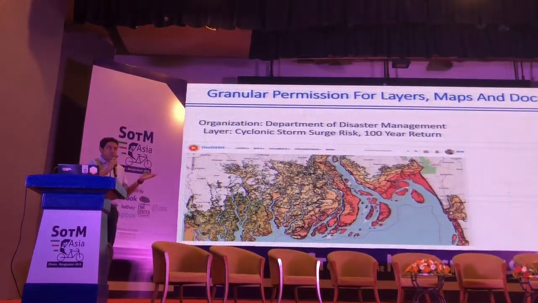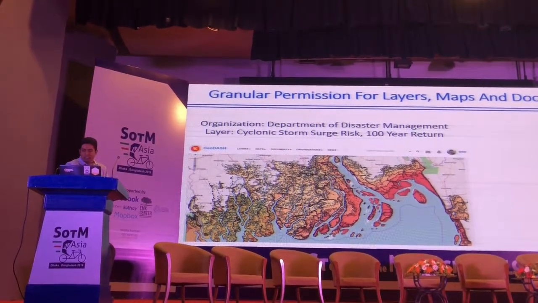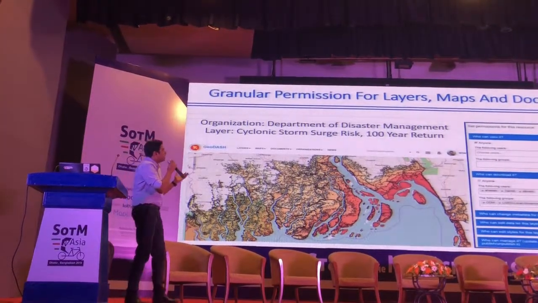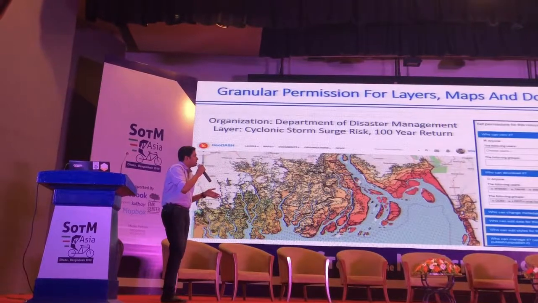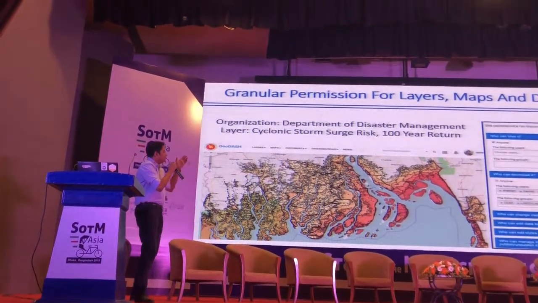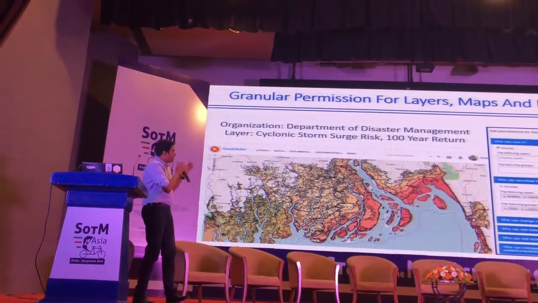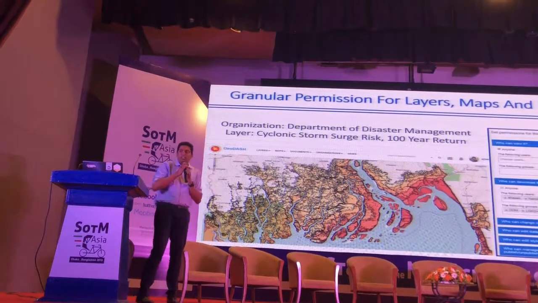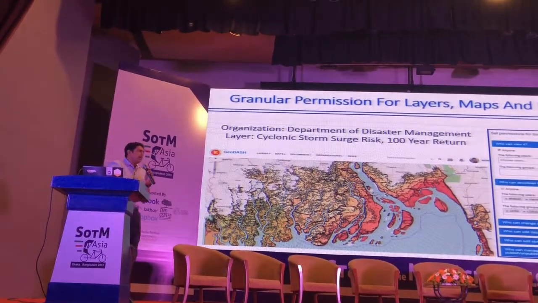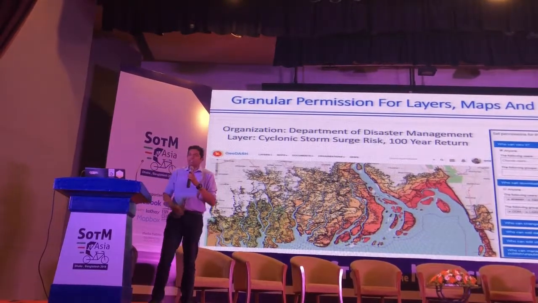So here also comes the permission part, the granular permission for layers, maps, and documents. When sharing a map, you have to set some permission for this resource: who can view it, who can download it, who can change the metadata, and even who can edit this layer. You can give permission.